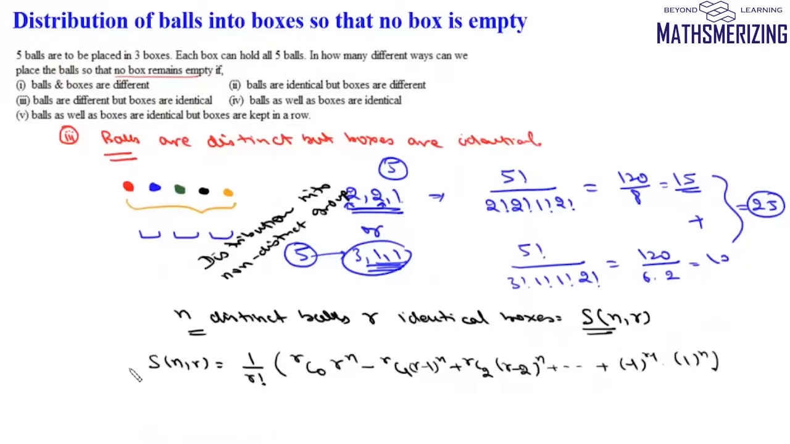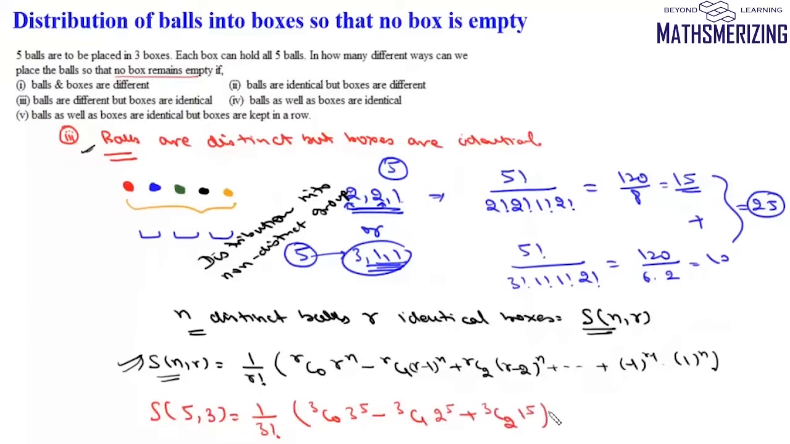to the power n]. So using this formula we can find this Stirling number S(n, r), and this S(n, r) is equal to the number of ways in which we can distribute n distinct balls in r identical boxes. So we'll use this formula for our question. Now in this, the value of n is 5 and the value of r is 3. So we need to find S(5, 3). Now S(5, 3) will be 1 upon factorial 3, times [3C0 3 to the power 5 minus 3C1 2 to the power 5 plus 3C2 1 to the power 5].